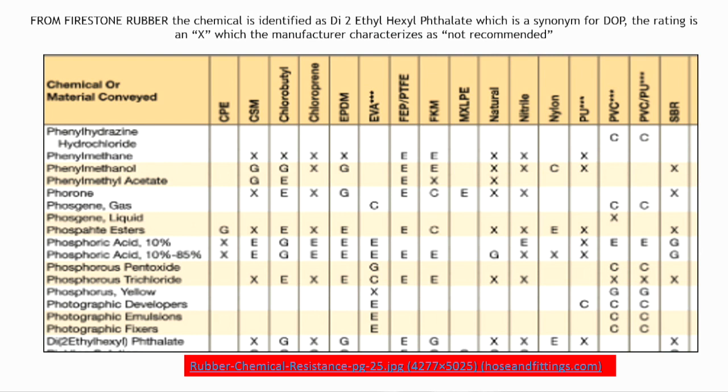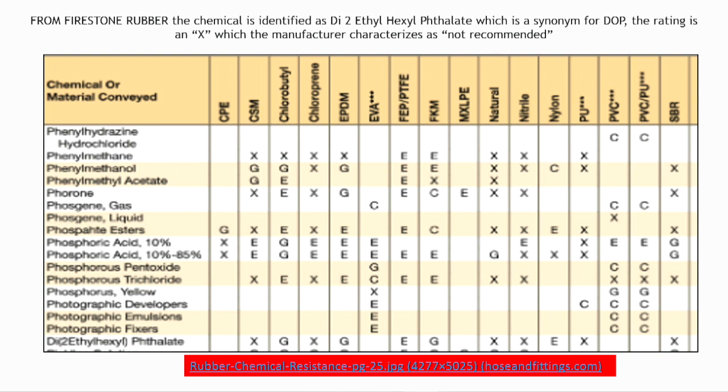Now, all right, here's the granddaddy, Firestone rubber. Firestone's kind of like Kleenex and Coca-Cola. That's known for rubber. Now, they don't call it DOP. What they call it is di-2-ethyl hexyl phthalate, which is a synonym. The chemical naming is done by an outfit called IUPAC, International Union of Pure and Applied Chemistry. I think they make these things up. We get these names as complicated as they can, and you've got 20 different names for exactly the same compound. This is a synonym for dioctylphthalate, and it's rated an X by Firestone, which they call not recommended.